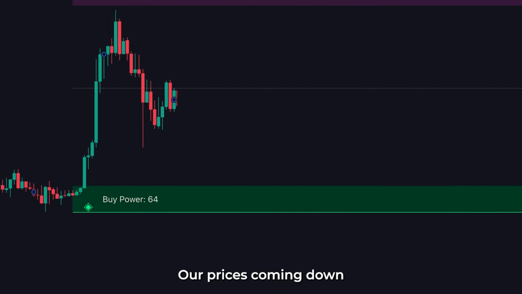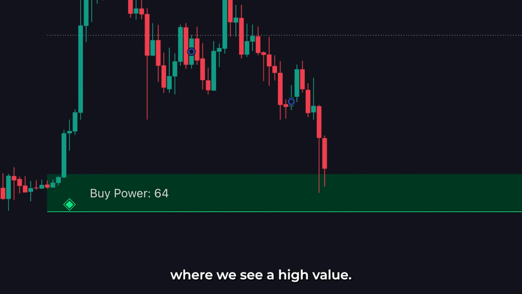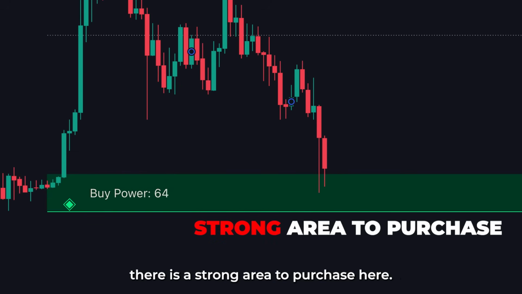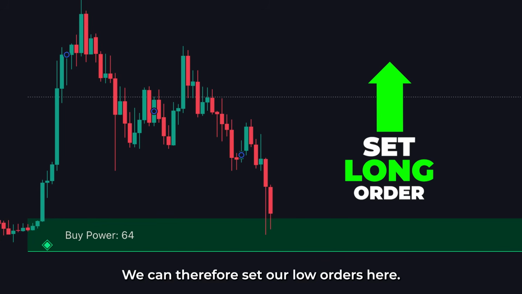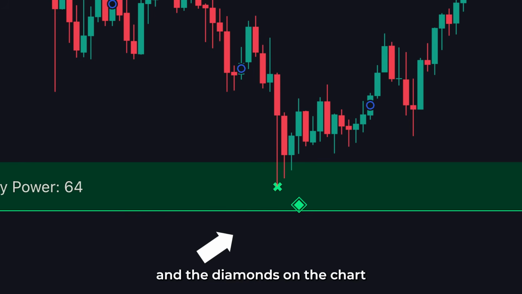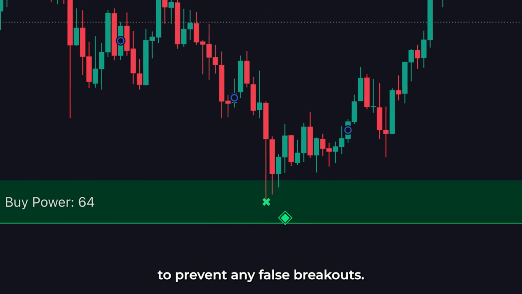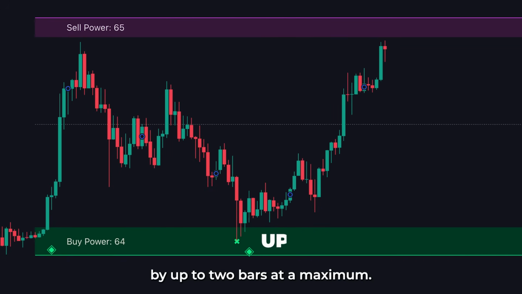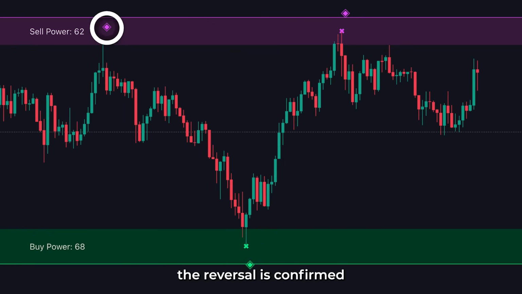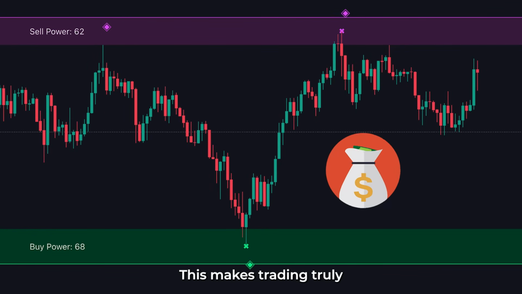Here, our price is coming down to the buying power zone, where we see a high value. This suggests there is a strong area to purchase here. We can therefore set our long orders here, and then we do indeed see a bounce, as labeled by the crosses and the diamonds on the chart. To prevent any false breakouts, these can be delayed by up to 2 bars at a maximum. When a diamond appears, the reversal is confirmed, and therefore it's reasonable to add to the position. This makes trading truly simple.